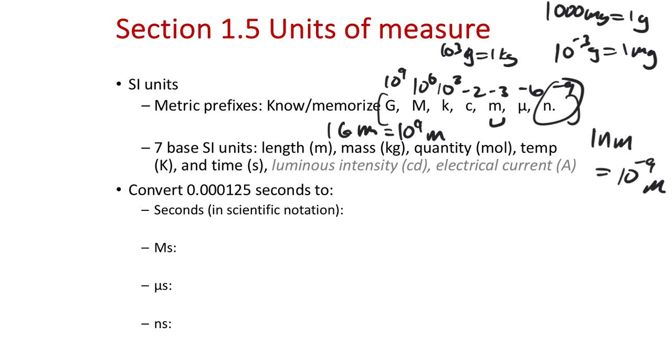So a bunch of meters in the gigameter, because it's a big unit, and then the nanometer is really small, so 1 nanometer is a really small number of meters.